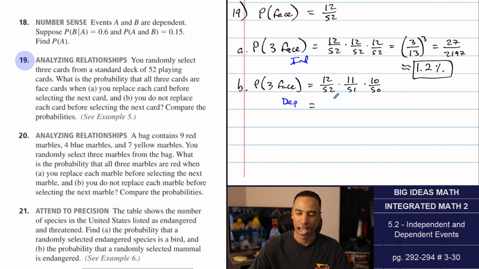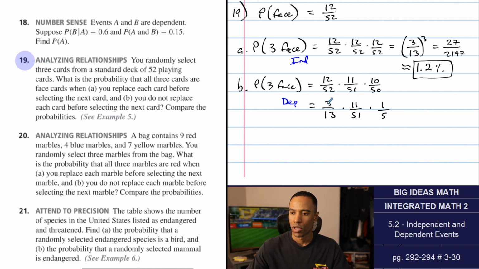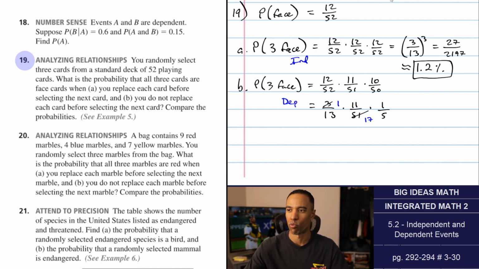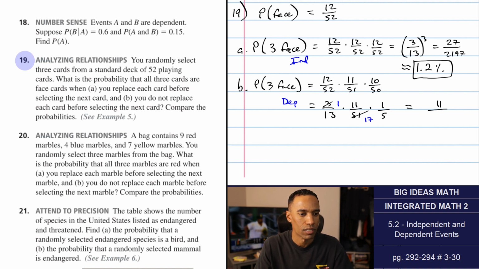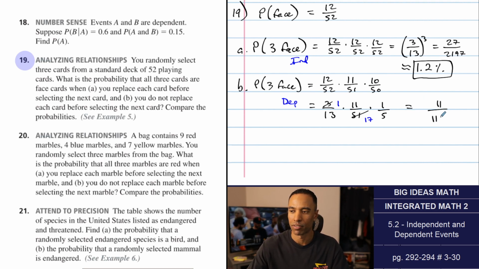Now, if I'm trying to get an exact answer reduced, 12 out of 52 we knew was 3/13. 11 out of 51 I doubt reduces, but 3 and 51 can reduce. And 10/50 is also 1/5. So 3 out of 51, because 17 times 3 is 51, is 1/17. On top, I have 1 times 11 times 1, which is 11. On the bottom, 13 times 17 times 5. I get my calculator. So an exact fraction is 11 out of 1105.